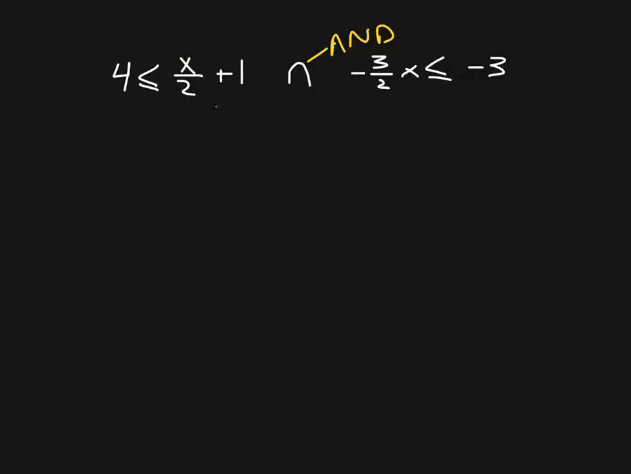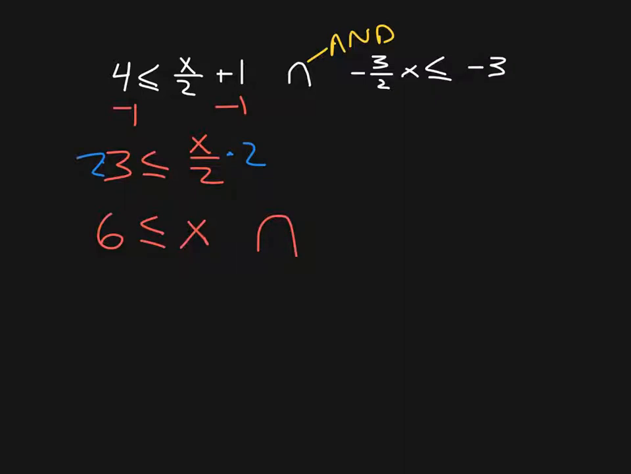So I'm going to subtract 1 from both sides, and I get 3 is less than or equal to x over 2. And now I can multiply both sides by 2. And when I do that, I get 6 is less than or equal to x. Now let's solve this side. Here, all I've got is a fraction multiplied by x. It's negative. So what I can do is multiply by the reciprocal on both sides. So let's do that.